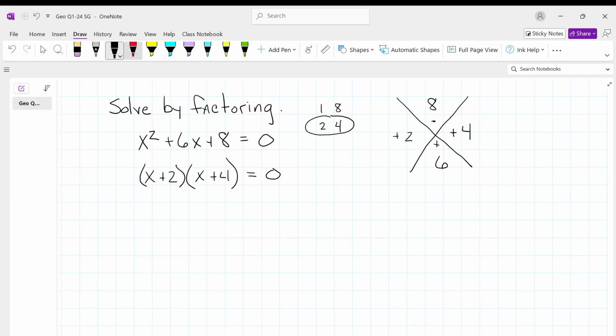All right, the equation came in standard form, so we factored it. Next step is to set each factor equal to 0. So we take x plus 2, make it equal to 0, and x plus 4 equal to 0. You then solve both of these equations. So subtract 2 from each side here, get an x equal to -2. And in this second equation, subtract 4 from each side. Get an x that's equal to -4.